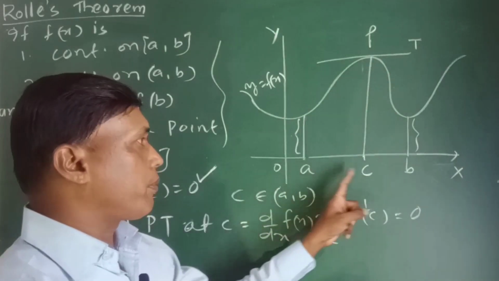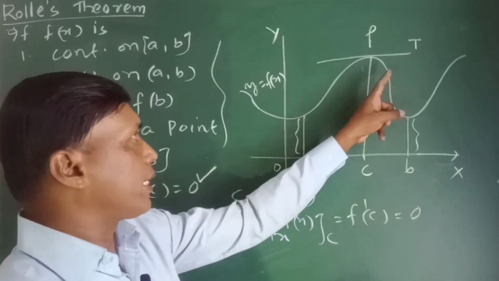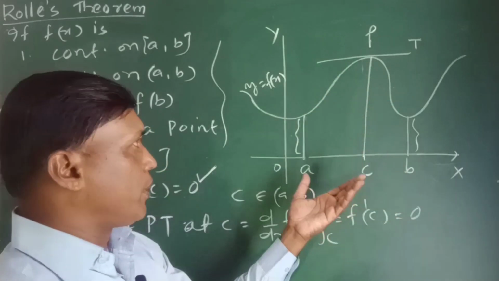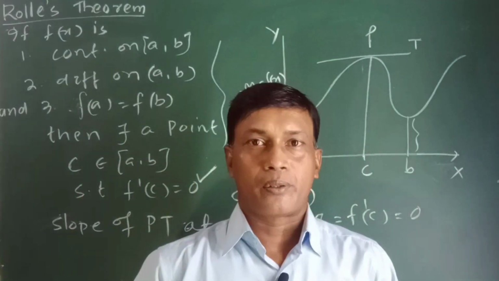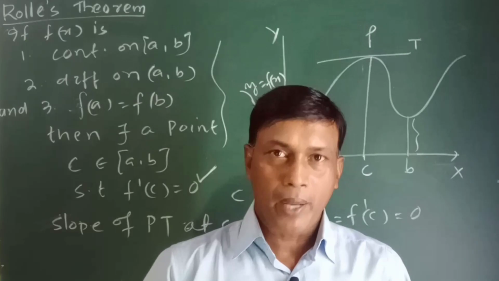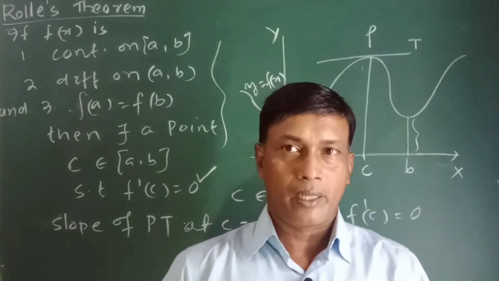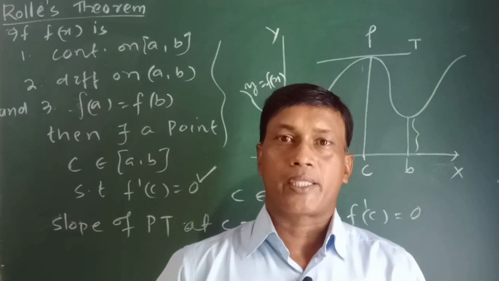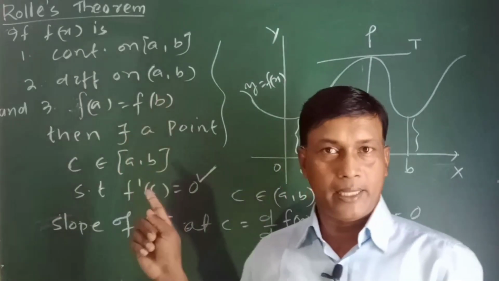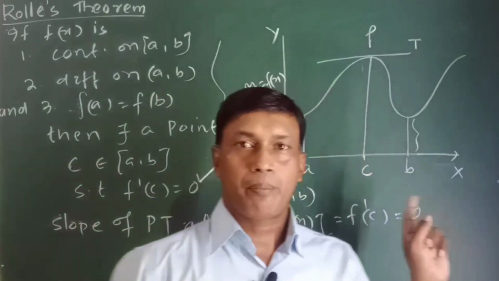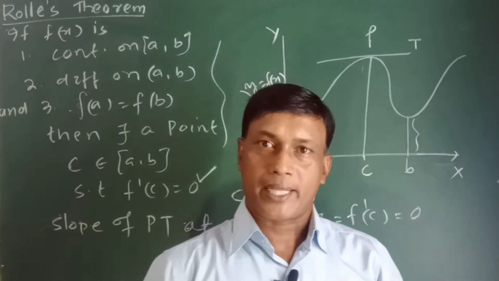But we know the slope of the x-axis is 0. That means the slope of the x-axis and the slope of the tangent line are the same. If two lines have the same slope, then they are parallel. That means this tangent is parallel to the x-axis. So the geometrical representation of Rolle's theorem is, if any function satisfies these three conditions, then there exists a point C between A and B where the tangent is parallel to the x-axis.